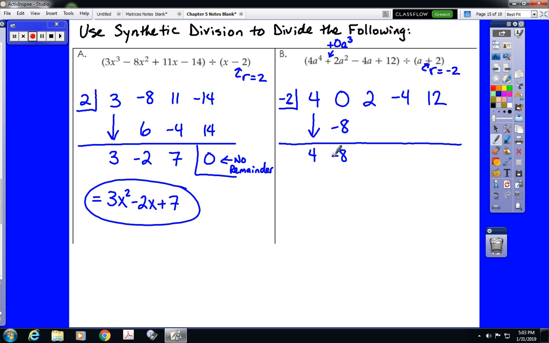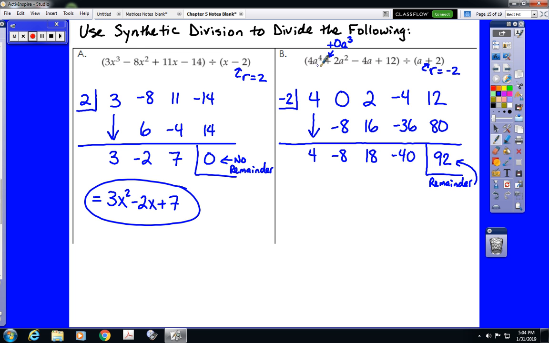Negative 2 times negative 8 is 16. Add down is 18. Negative 2 times 18 is negative 36. Add down is negative 40. Negative 2 times negative 40 is positive 80. Add down is 92. So again, that is your remainder, which means we get to deal with that this time and see how that works.